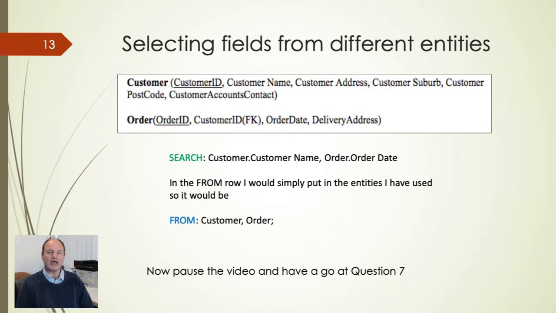So as you see on your slide, it says SELECT customer full stop customer name, comma, order full stop, order date. In the from row, I would simply put in the entities that I've used. So it would be customer, comma, order. Now, pause the video and have a go at question 7. Then come back to have a look at the solution.